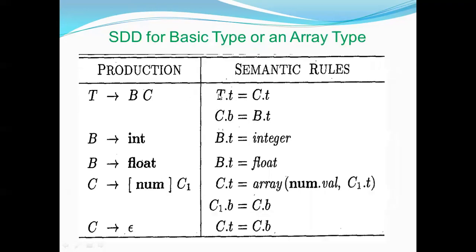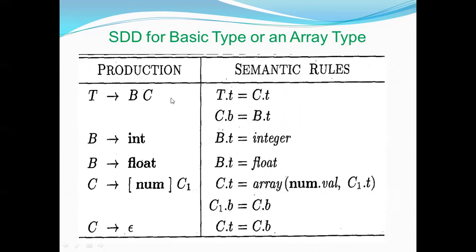This can be achieved using the semantic rule. I mean to say, this particular context-free grammar. It says that T tends to BC. For B, there are two possibilities: one is integer type, the other is float type. You can have other possibilities also, like character, double, all those things. The other possibility is C tends to num followed by C1, and the other one is C tends to epsilon. It means that this context-free grammar can generate a simple variable that is integer or float, or it can generate an array of integer.